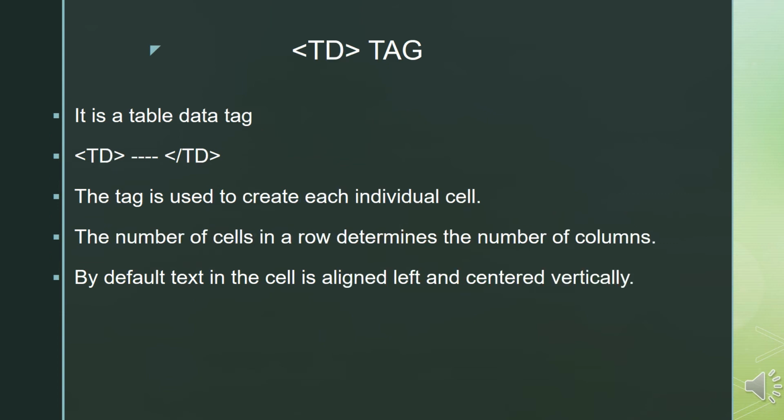Next is the TD tag, which is termed as the table data tag. The start and end tag both are present in this. This tag also maps the data of the cell. The number of cells in the row determines the number of columns. By default, text in this cell is aligned left and centered vertically.